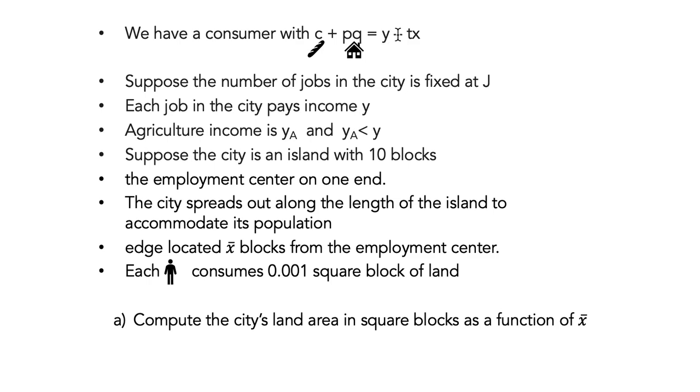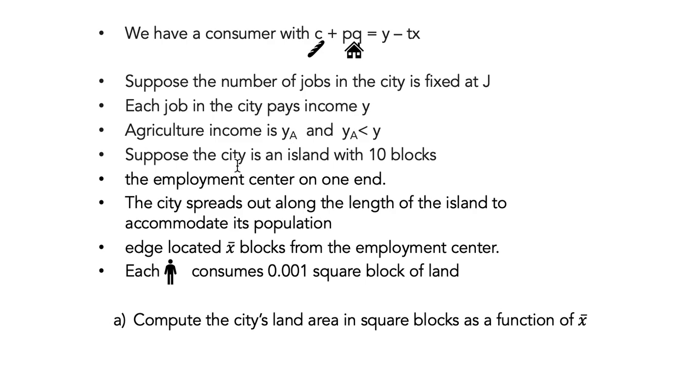We have an income that is equal to y in the city, and then we subtract from that the commuting costs. The commuting costs are given by x, the distance, times the cost per mile. Now, suppose that the jobs in the city are fixed at J, and y will be the income in the urban setting, and ya will be the agricultural income.